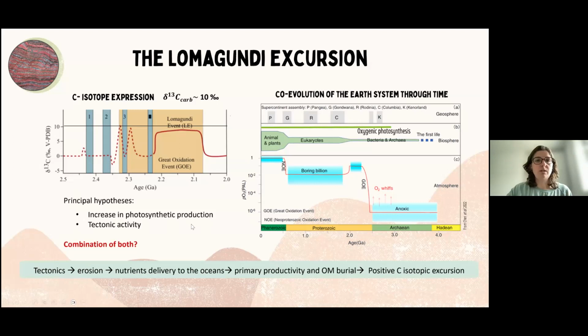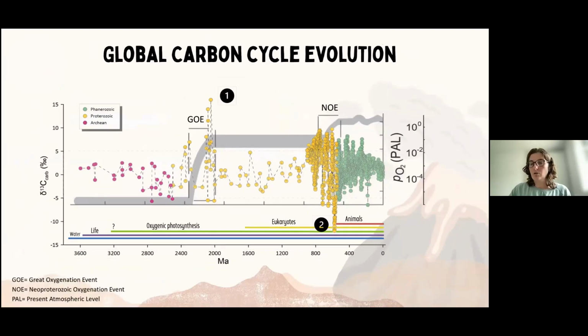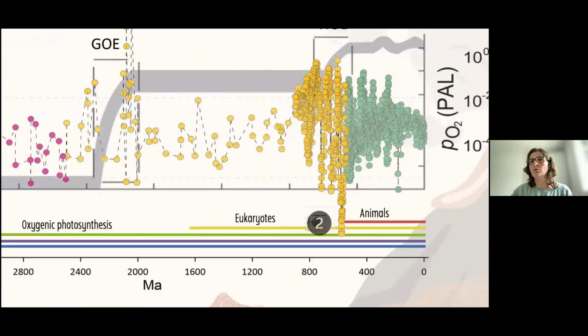My opinion is that a combination of both could be the drivers of why this excursion was so negative, and also why it lasted for so many years in the system. But now let's go to the second one, the most negative. So we have seen the most positive, and now let's move to the most negative.